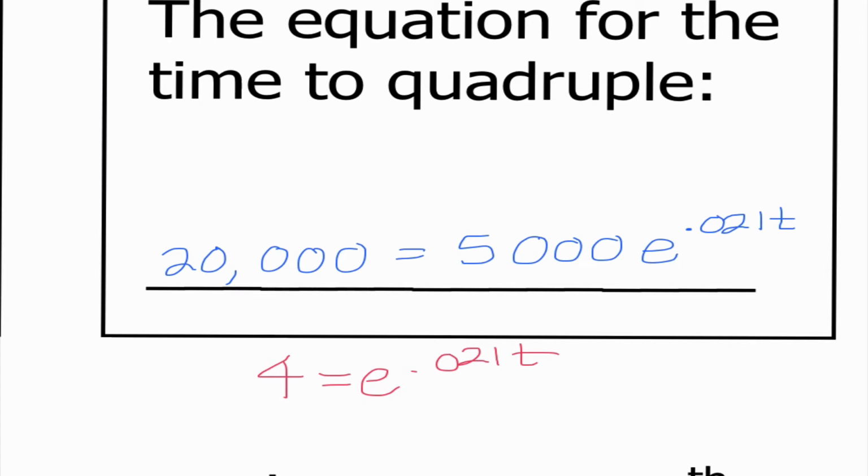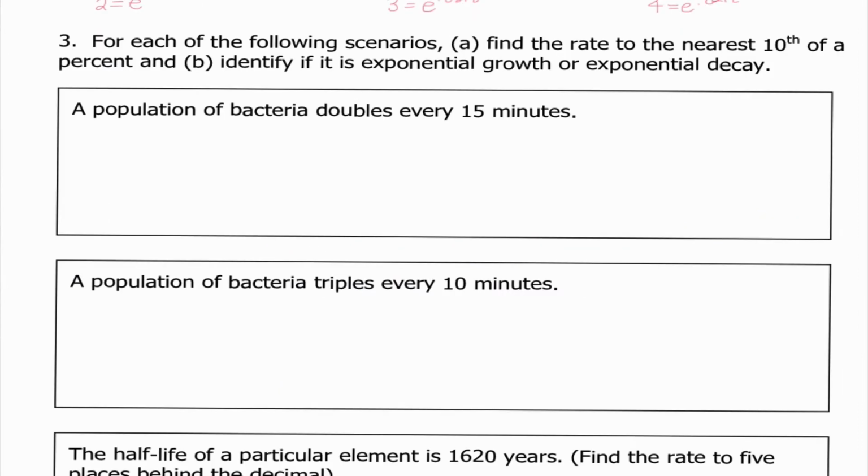So this discovery actually shows us it doesn't matter how big our initial investment is, it's going to take the same amount of time for it to double. That can be really helpful to know, because sometimes they may not provide us with the initial amount, so we can just write 2 if it's doubling, 3 if it's tripling, stuff like that.